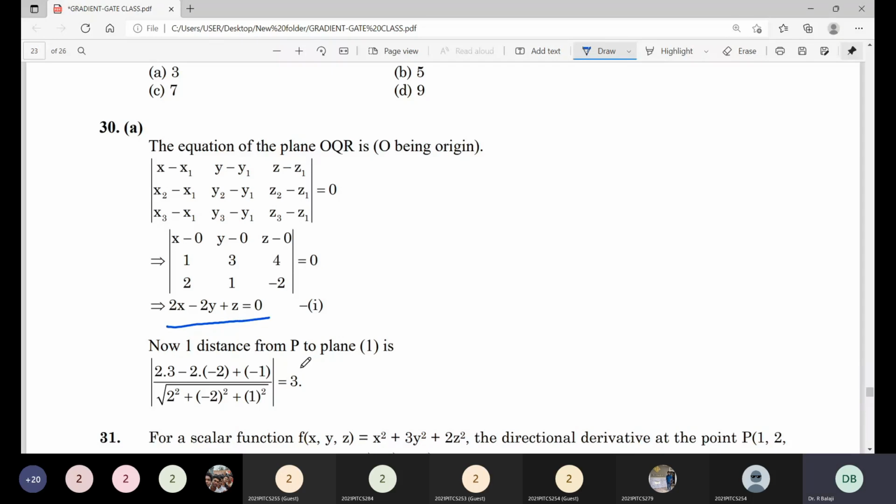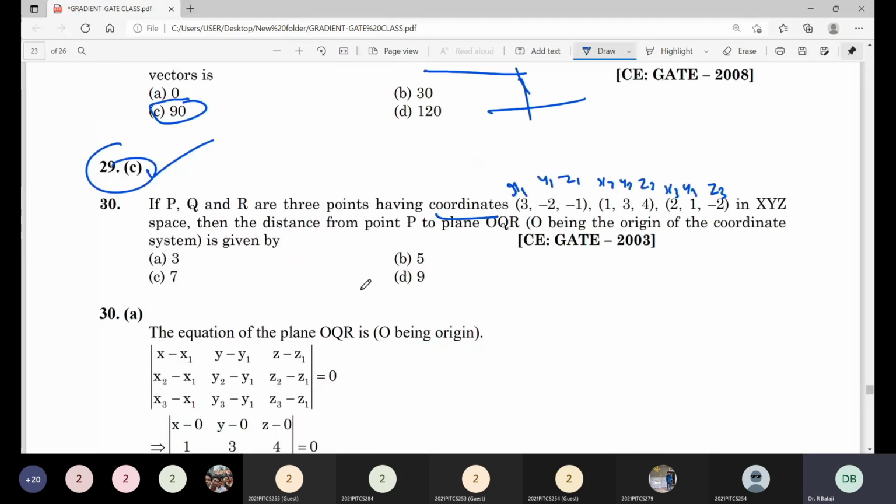Now the distance from P to the plane is, so 2 into 3 minus 2 into minus 2. The answer is 3. What are we substituting here for x, y, z? What is the point they have given? 3, minus 2, minus 1. The first point we are substituting for x, y, z here, and we find the answer as 3.